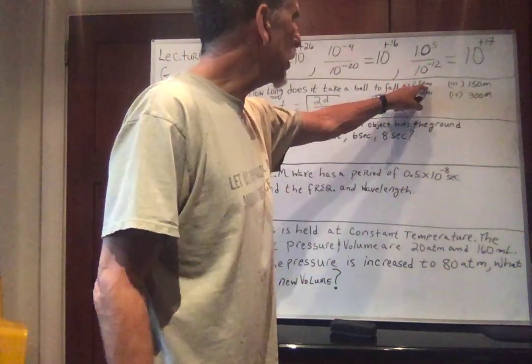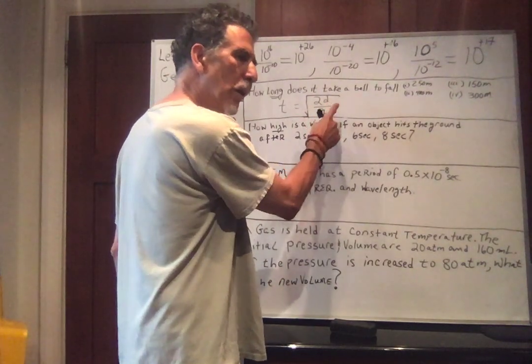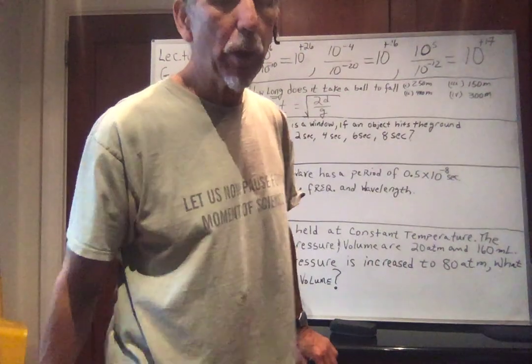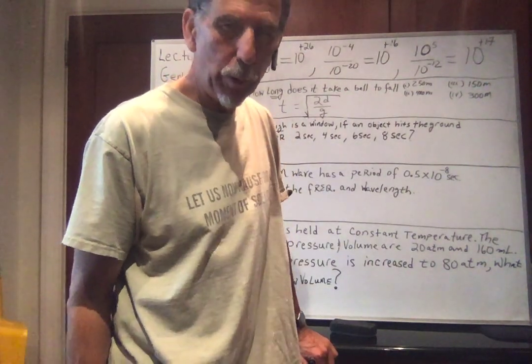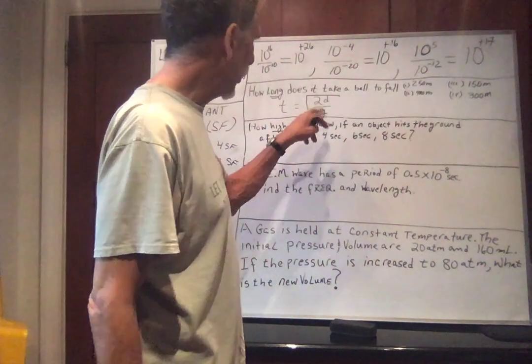All right, so d is 250. We have 2 times 250 is 500, divided by 10 is 50. Square root of 50 is very close to 7, right? 7 squared is 49. So the square root of 50 is 7.1 if you like, okay?